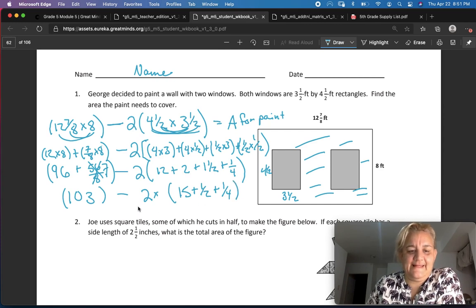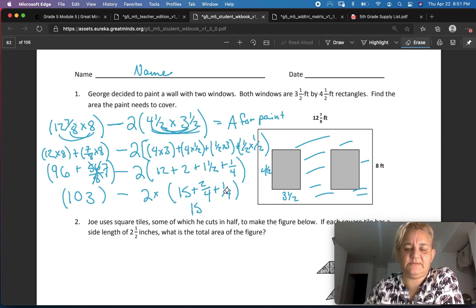Okay, and 1/2 plus 1/4, I need a common denominator there, so I'm going to change this 1/2 and make that 2/4. So now I have 15 3/4. I don't need to put the 'and' there. You know it's 15 3/4. And that number is getting multiplied by 2.